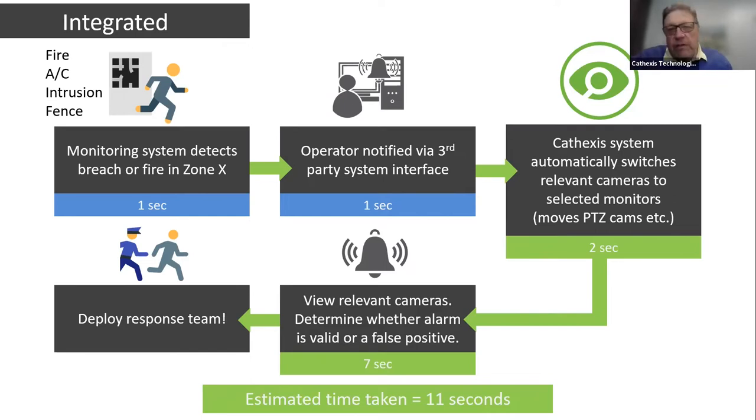So the difference between 57 seconds and 11 seconds could mean the difference between life or death. It could mean the difference between a terrorist attack or that terrorist attack being nipped in the bud. And that is the difference between an integrated system and a non-integrated system.